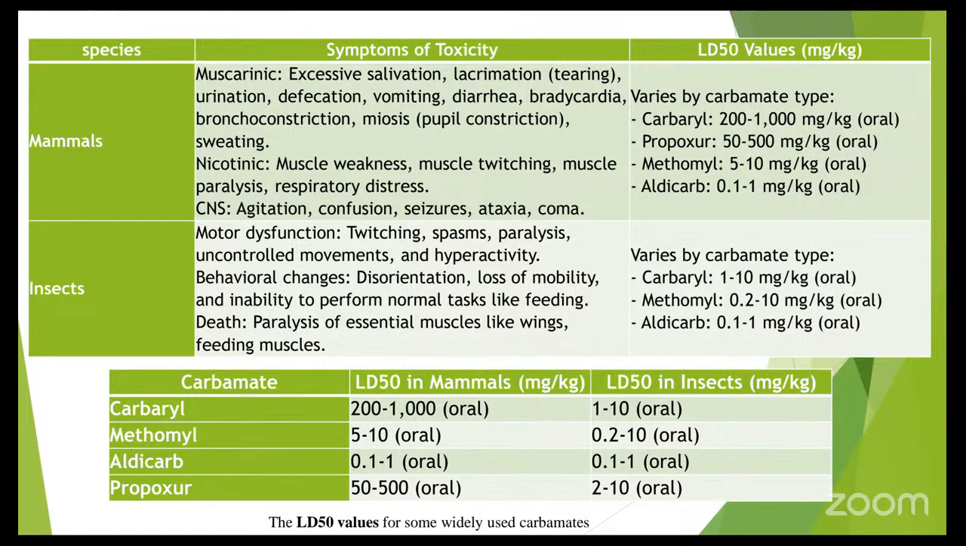In insects, motor dysfunction, twitching, spasms, paralysis, uncontrolled movement, behavioral changes, disorientation, and death occur. Paralysis of essential muscles like wing and feeding muscles can be seen. The LD50 value in the case of carbaryl is 1 to 10 mg per kg, and methomyl is 0.2 to 10 mg per kg, whereas aldicarb is equally toxic to mammals and insects with 0.1 to 1 mg per kg.